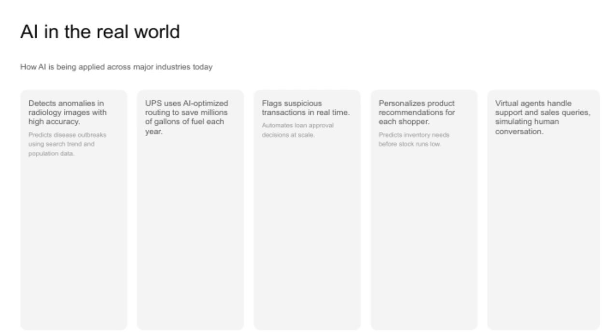AI also plays a vital role in public health by predicting disease outbreaks using search trend data and population analysis, helping authorities respond more effectively. Additionally, some financial institutions automate loan approvals at scale, speeding up decisions and improving efficiency. All these examples highlight how AI is transforming industries by making processes smarter, faster, and more efficient, which ties back to our overall theme of how AI is shaping the future of work and business.